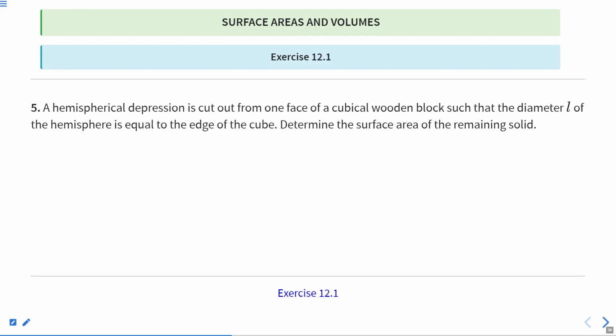In the next question, we have a hemispherical depression cut out from one face of a cubical wooden block such that the diameter l of the hemisphere is equal to the edge of the cube, and we need to determine the surface area of the remaining solid. So basically we are given a hemispherical depression cut out from one face of the cubical wooden block, such that the diameter l of the hemisphere is equal to the edge of the cube.